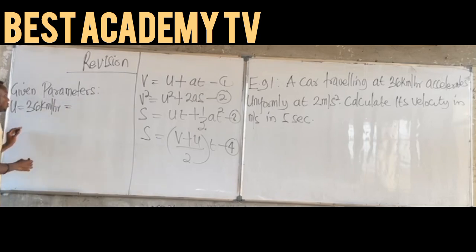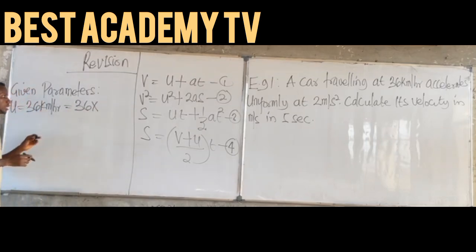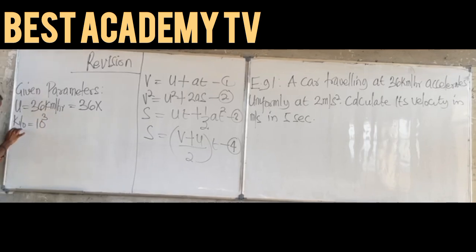So converting this to meter per second is going to be 36 times, what is kilo here? We have prefixes in mathematics. We have kilo as 1000, we have milli, we have what? Micro, please take note. Kilo is said to be 10 raised to 3. Milli is said to be 10 raised to minus 3. Micro is said to be, we use this sign here to represent this, 10 raised to what? Minus 6.